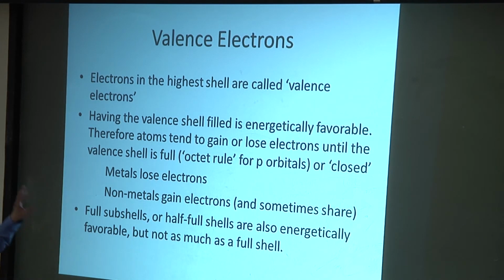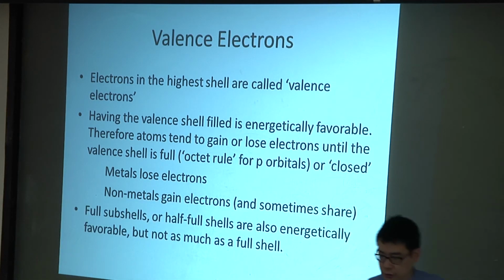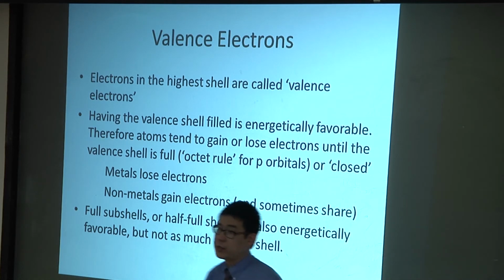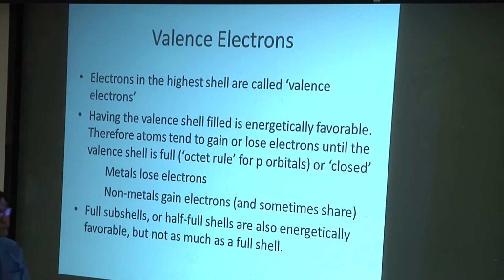So having the valence shell filled is energetically favorable. That's a good thing. Right, so therefore, we learned this. Atoms tend to gain or lose electrons, right, to form ions, until, as we said before, they resemble the nearest noble gas. So chlorine tends to gain 1 electron, so it resembles argon. From the point of view of electrons and quantum theory and orbitals, the reason for that is if chlorine gains 1 electron, it has a closed shell, right? It has a filled valence shell.